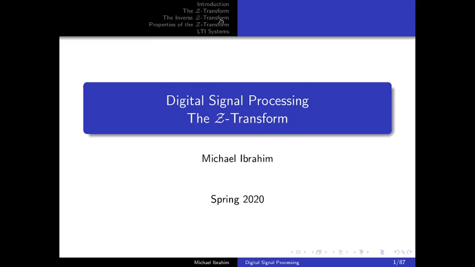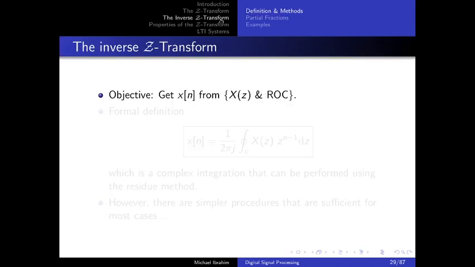Today we will start with the inverse Z transform. In the inverse Z transform we have the function X of z and the region of convergence, and we will need to find the discrete time sequence x of n.